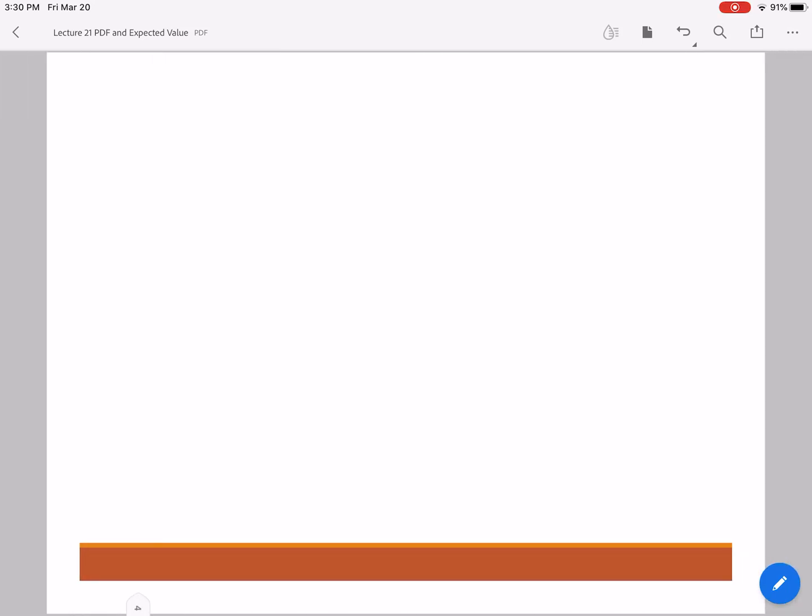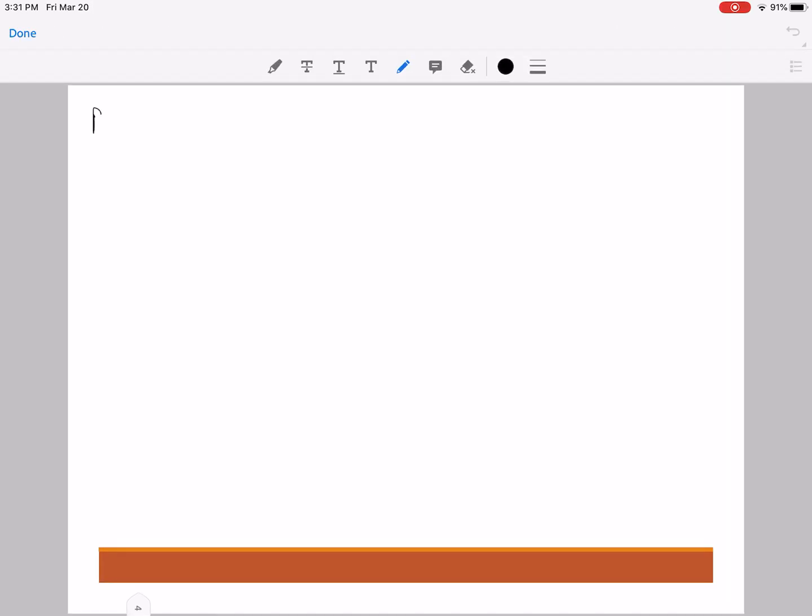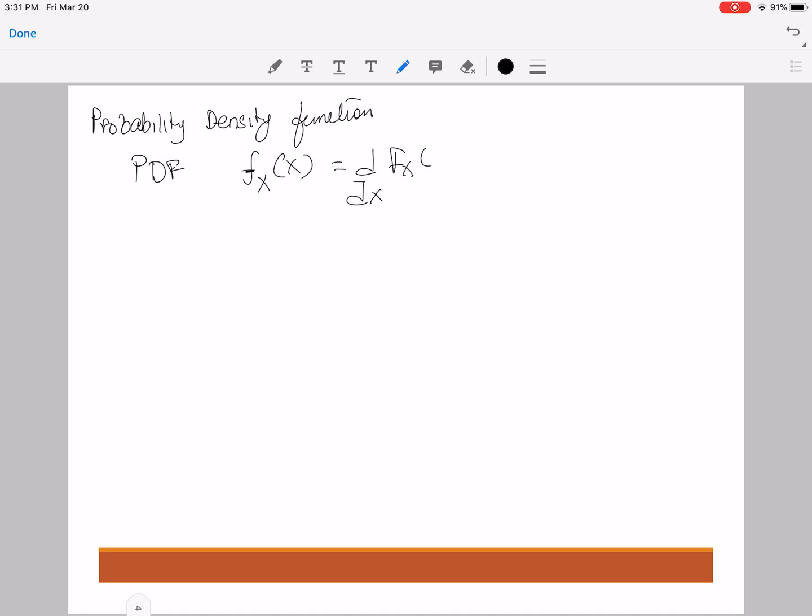Let's first start off with the definition of what a probability density function is. Now the probability density function PDF is written in math using the small f. So it's the small f of x, which is the d by dx of capital F of x. So probability density function is actually the first derivative of a CDF. Now the PDF is much more interesting than the CDF.